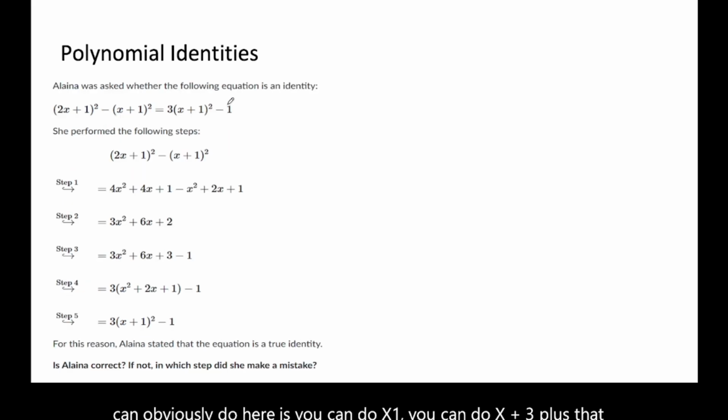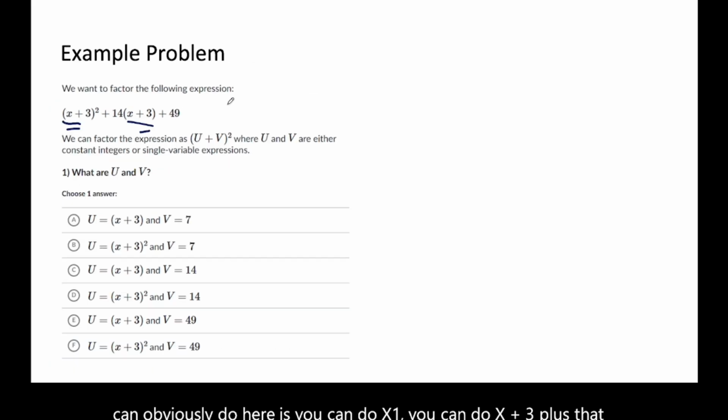So what we're seeing here is that there's an x plus 3 term that's similar in both of these, and we have a 49 here as well. You can obviously do x plus 3 times x plus 14 times 7 in that case. But I wouldn't do that because we're seeing that x plus 3 is a commonality here. So definitely x plus 3 plays a big factor in this.